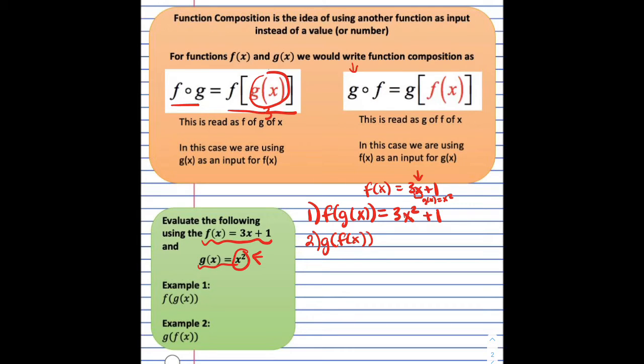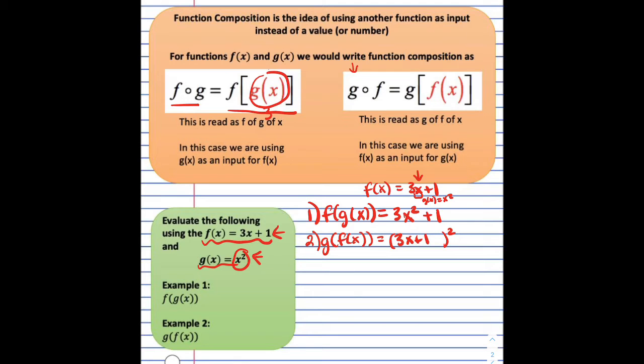Let's do it the other way. We have g of f of x, which equals, my g of x is x squared, so that means I'm doing something and I'm squaring it. But instead of writing x, I'm going to write f of x, which is 3x plus 1, okay?